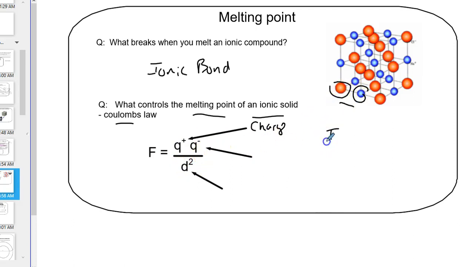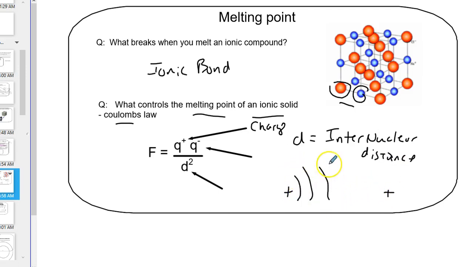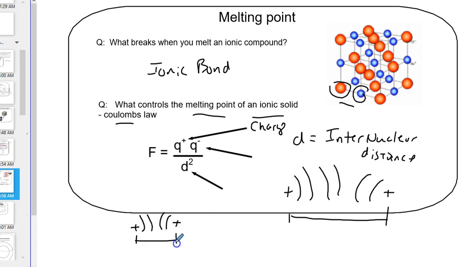which we call D, the internuclear distance. So this really is the distance from one nucleus to the other nucleus. That's determined by the size or the radius of the atom, how many energy levels you have. We could have big atoms with lots of energy levels that could have a large distance between them, or we could have two small atoms that are relatively close together.